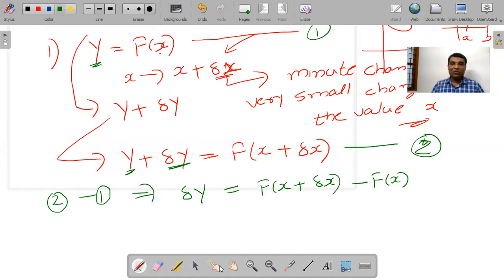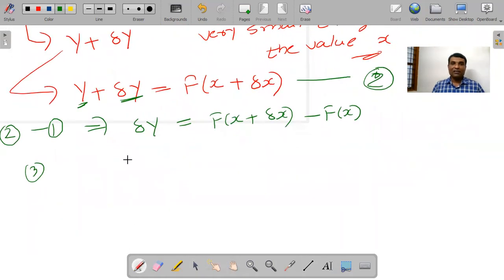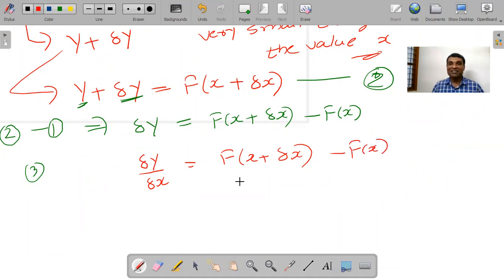Now, the third step: divide LHS and RHS by delta x. So delta y by delta x. This is a ratio, right? Now, if we divide LHS, we should divide RHS also, otherwise the equation will not be balanced. So minus f of x, this divided by delta x.